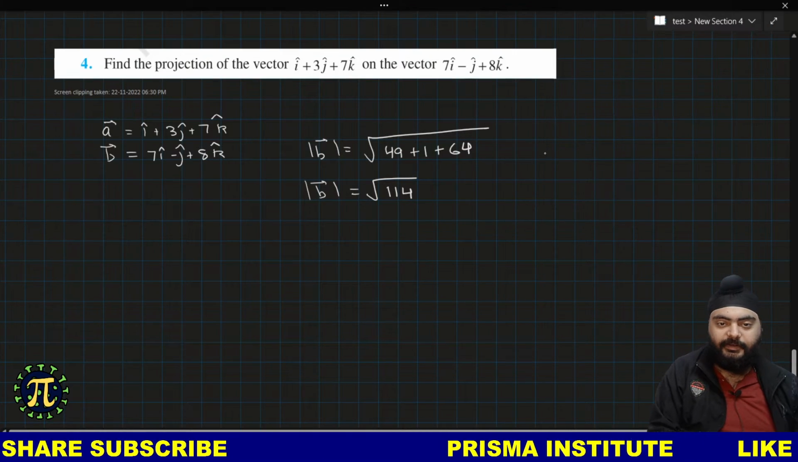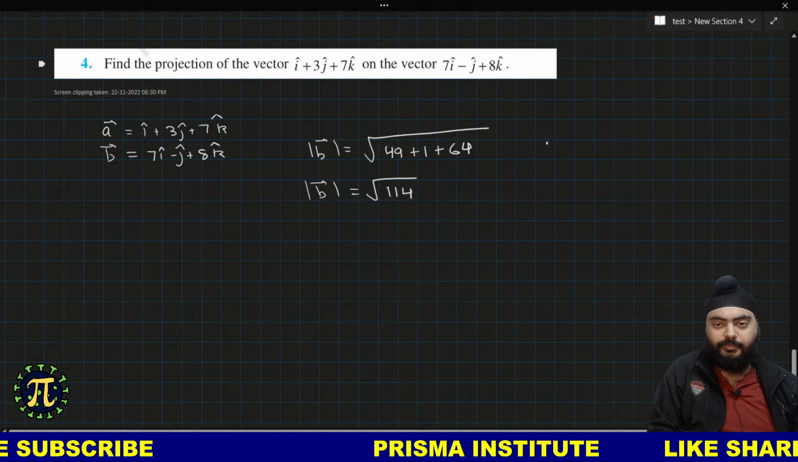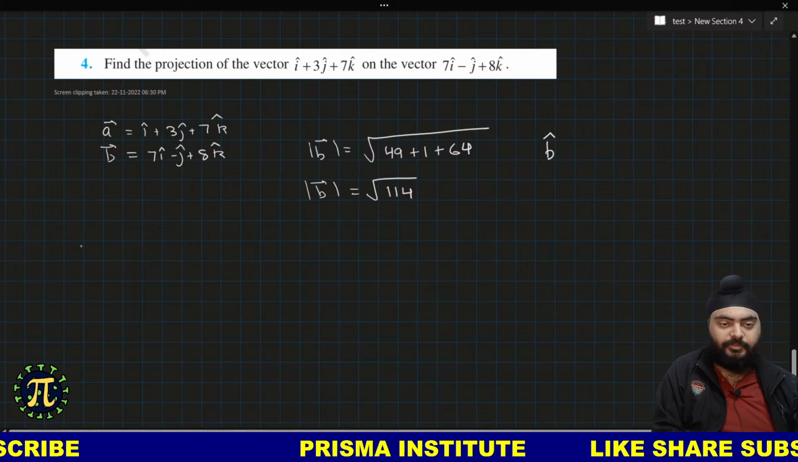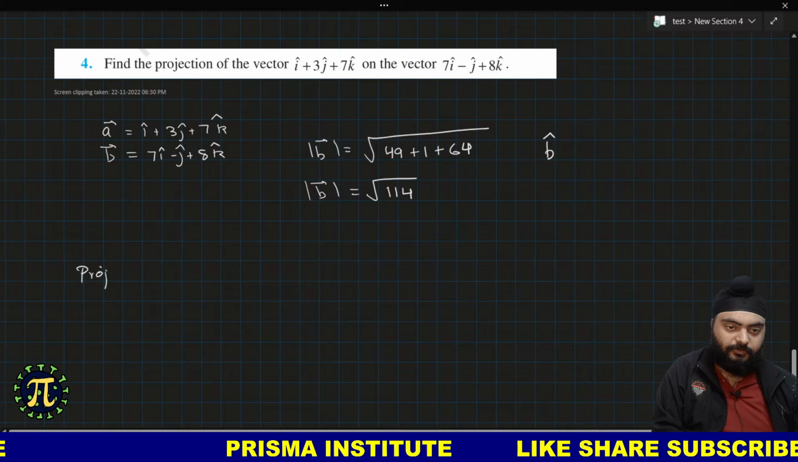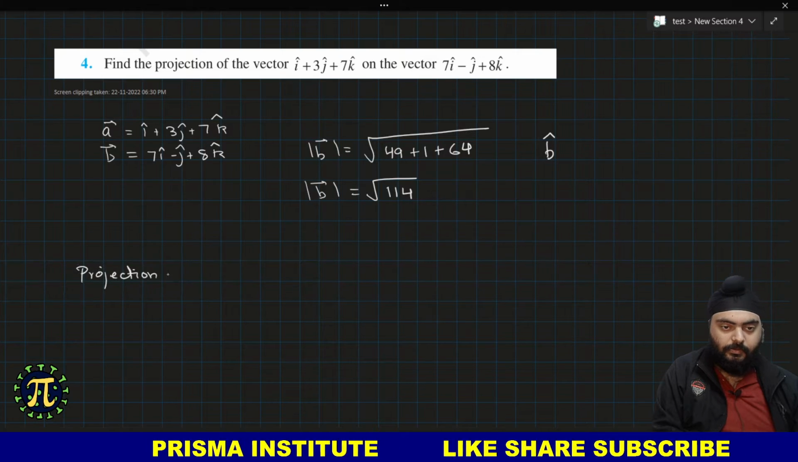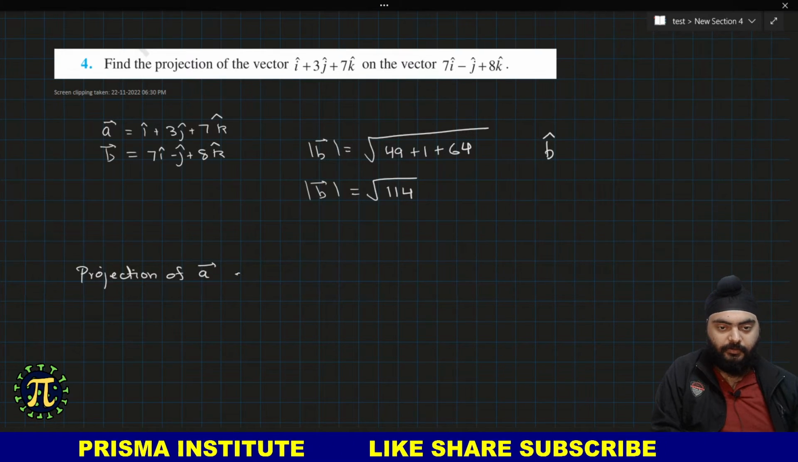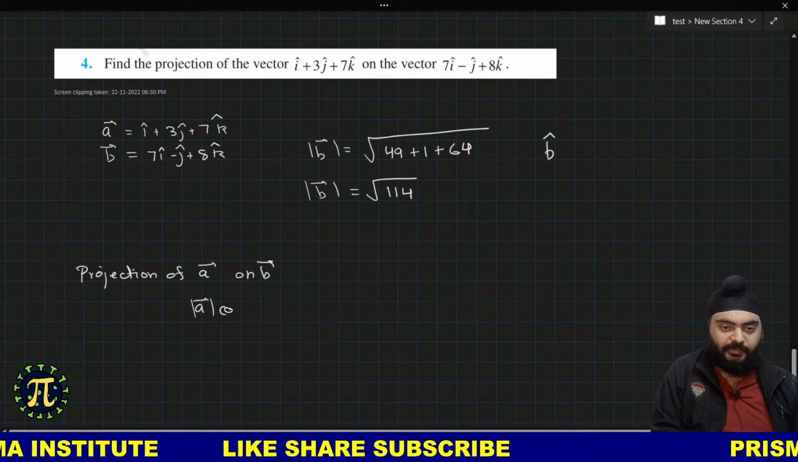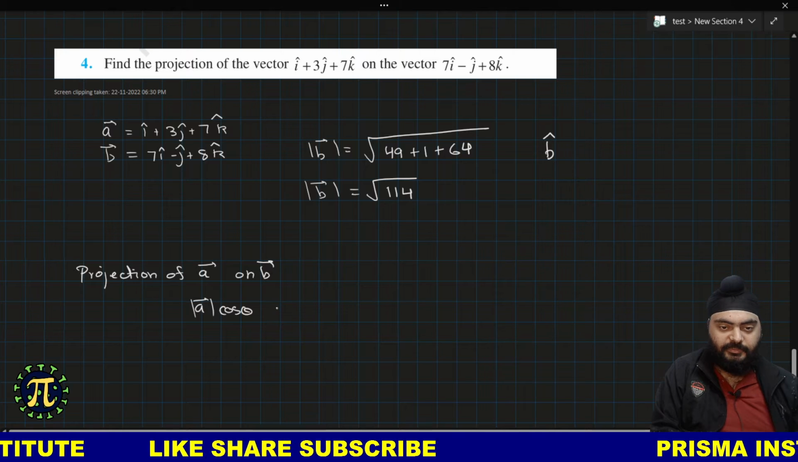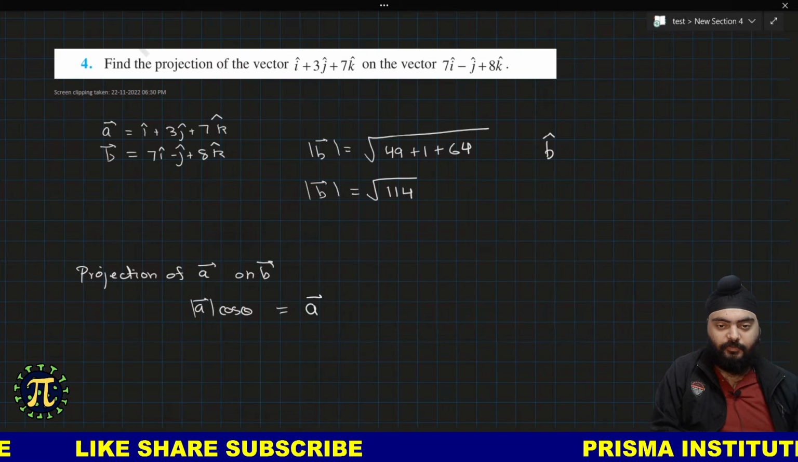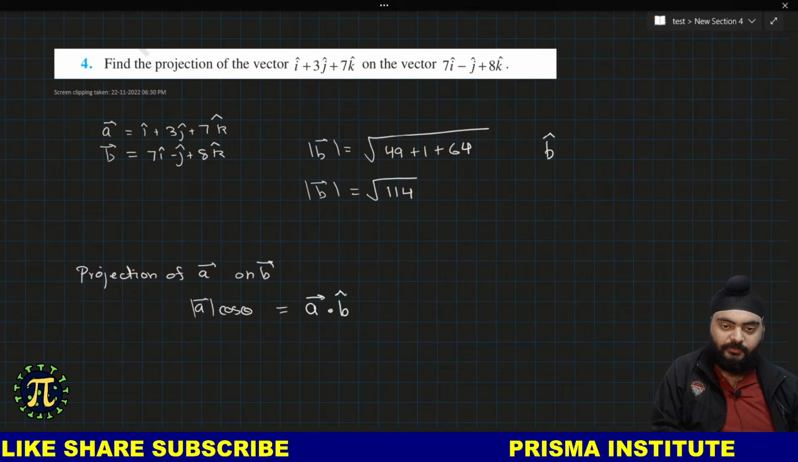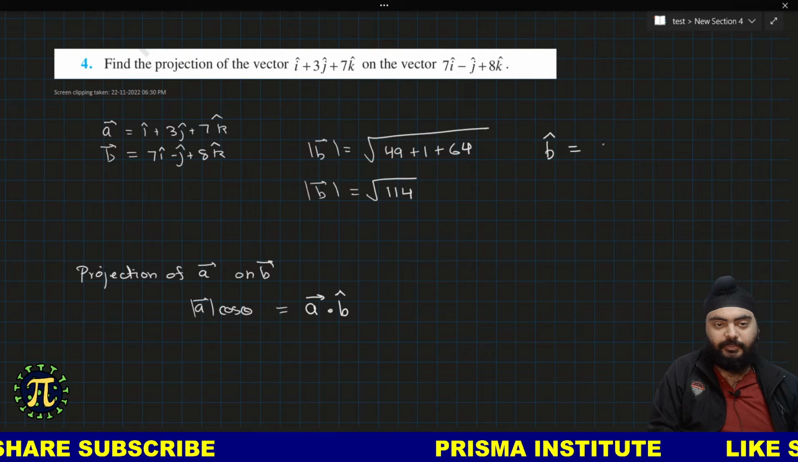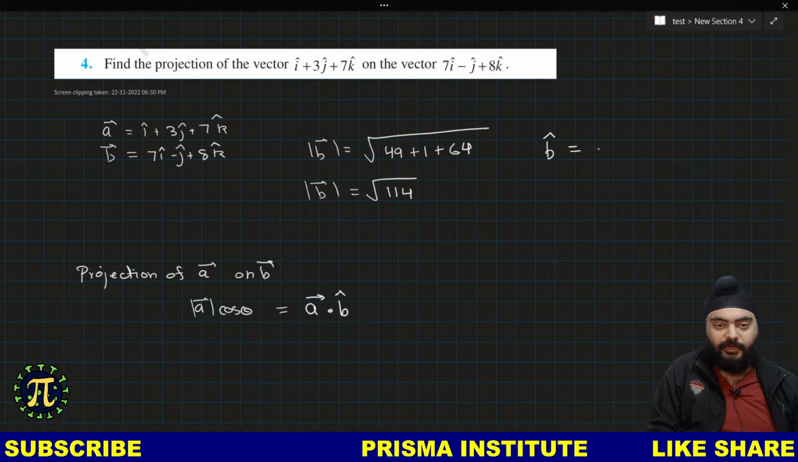Now let's calculate b cap, because what do we need to find? The projection of a on b. The projection of a vector on b vector, by definition, is mod a cos theta, and if you put all the formulas in, you will find the shorter formula is a dot b cap. So we are finding b cap. What is the value of b cap? I will divide by root 114.